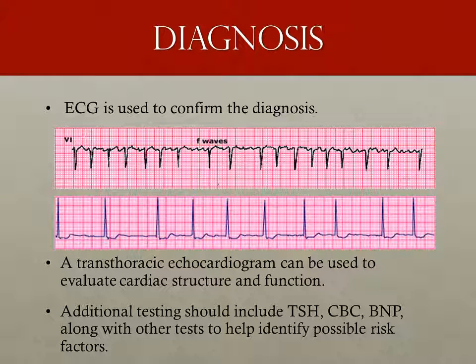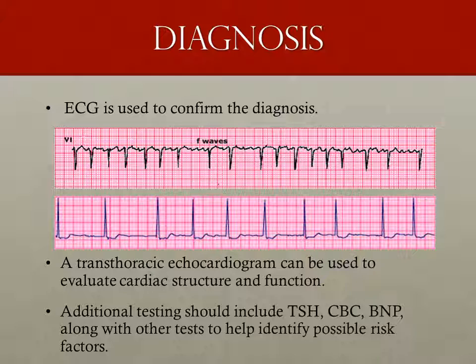AFib is diagnosed using an electrocardiogram. This will show erratic, disorganized atrial activity between discrete QRS complexes. These occur in an irregular pattern. The atrial activity may be difficult to detect or it can be quite obvious.